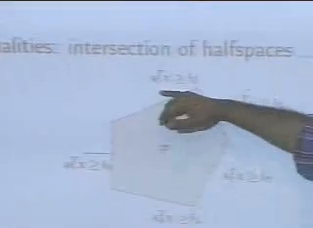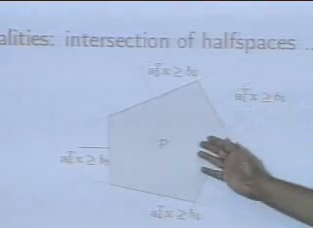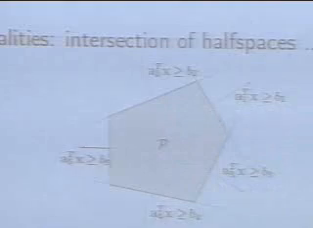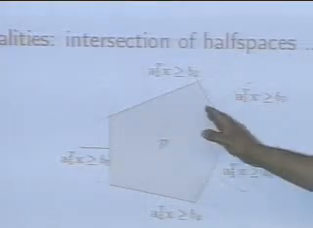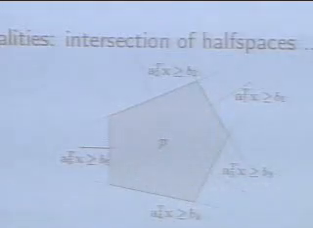So this inequality A1 transpose X greater than equal to B gives you this side, A2 transpose X greater than equal to B gives you the other side, and so on. When you put all of them together, the intersection of all these half spaces is something that looks like an object which has faces. So these are the faces of these objects and corners.